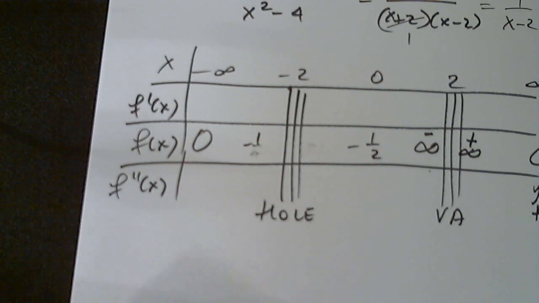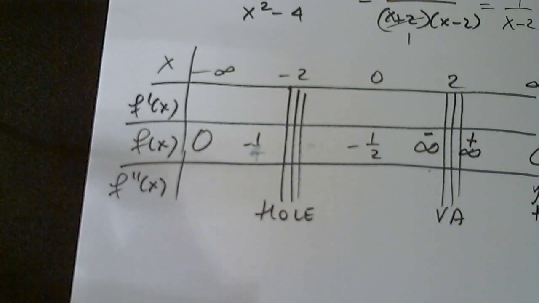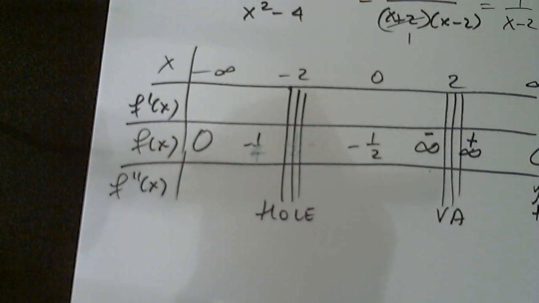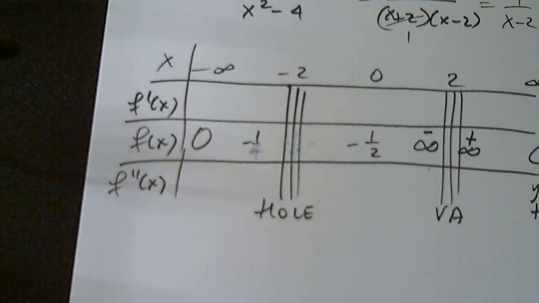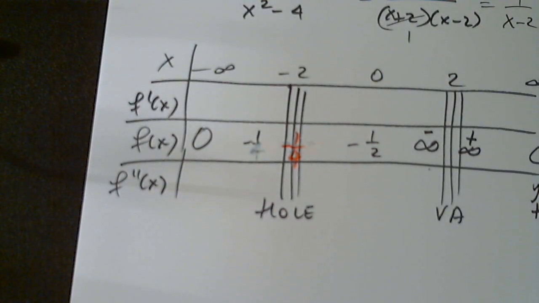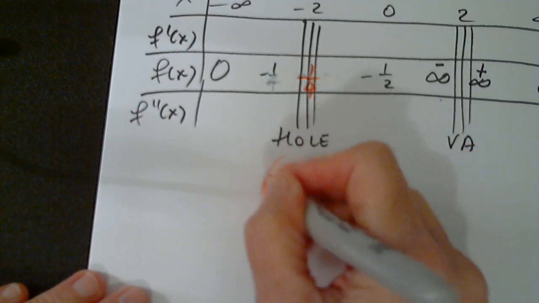Let me try this. Nope, nothing works at this point. So I'm just going to put it inside. And you know what I mean. So this is negative 1/4. That's not a good color. Maybe this one. Okay. So the hole is negative 2 comma negative 1/4.